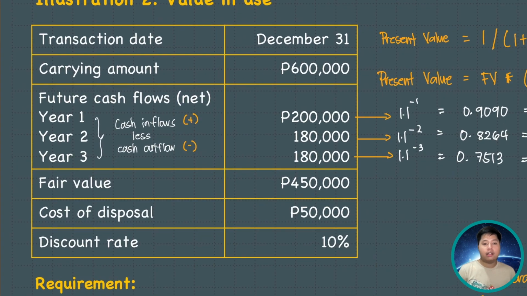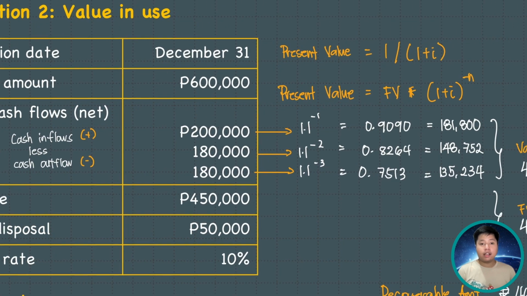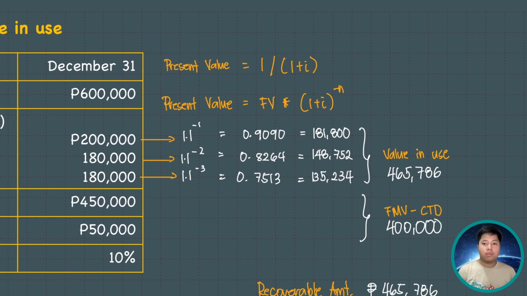I would like to highlight that future cash flows are in net amount, meaning the cash outflows were deducted from the cash inflows. Since the cash flows are in future value, we must compute their present value. The case facts gave us even cash flows. That's why we will compute the present value factor for each covered period. If you are using a manual calculator, you should divide 1 by 1.1, or 100% plus the discount rate. You will get a present value factor of 0.909 for year 1.